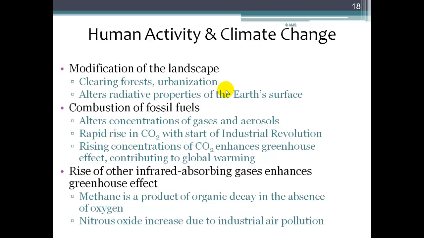Combustion of fossil fuels alters the concentrations of gases and aerosols in the atmosphere. We've had a rapid rise in CO2 concentrations in the atmosphere with the start of the Industrial Revolution. Rising concentrations of CO2 enhance the natural greenhouse effect to create what we call an enhanced greenhouse effect that contributes to this idea of global warming. And then we have the rise of other infrared absorbing gases that also enhance the greenhouse effect, gases like methane and nitrous oxide.